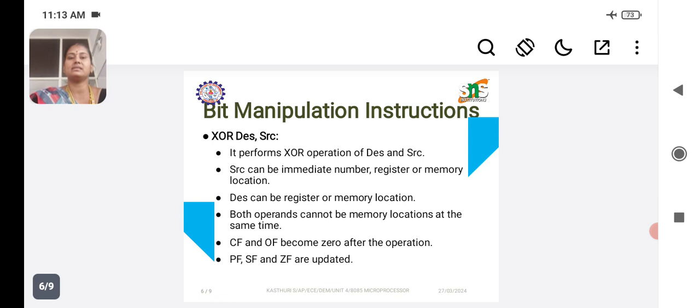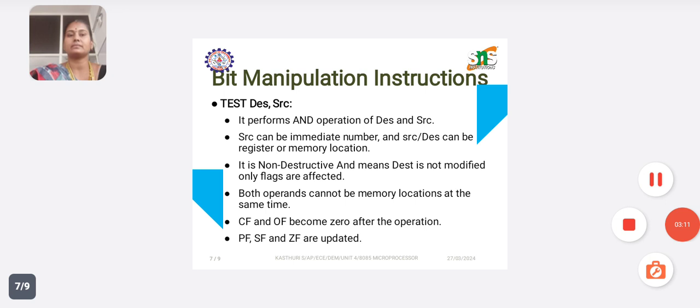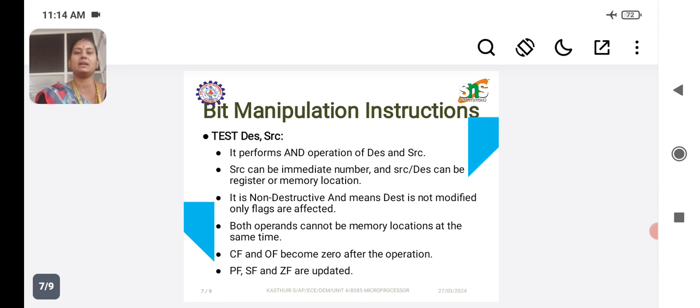Next is the test instruction. Test destination comma source performs the AND operation of destination and source. The source can be an immediate number, meaning the data present in the instruction itself, or it can be a register, or it can be a memory location. Register means the data is in a register. Memory location means the data is present in the memory area, so we have to specify the address.